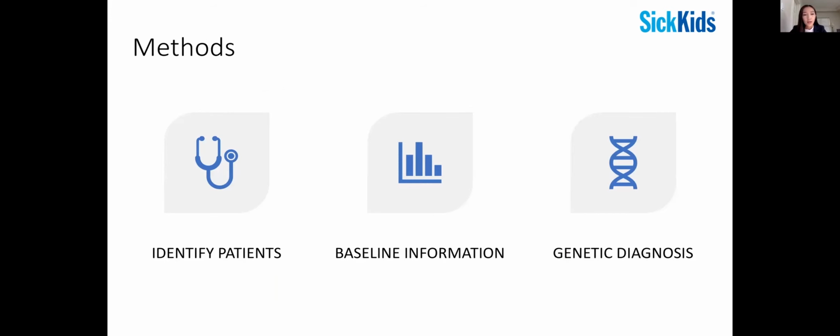So first, we identified patients who attended the ocular genetics program at Sick Kids in 2016 and 2017. We recorded their baseline information like gender, clinical diagnosis, and mode of inheritance. And then we retrospectively determined the main genetic diagnosis, including whether a mutation was identified, not identified, or whether it was a variant of unknown significance. And then whether this genetic result or counseling had influenced the final clinical diagnosis.